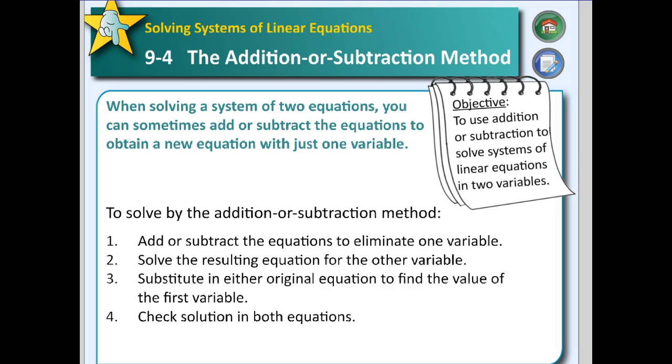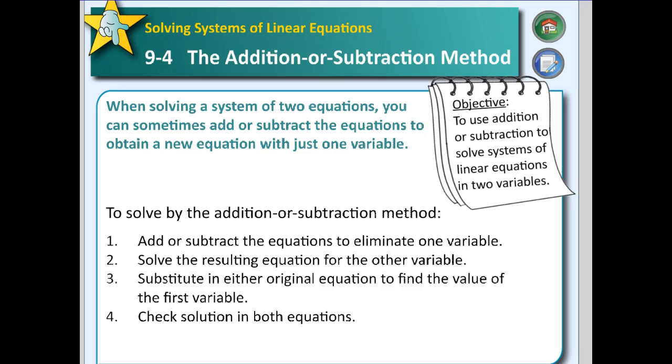When solving a system of two equations, you can sometimes add or subtract the equations to get a new equation with one variable. Sometimes we're going to get a system of equations where there's no variable alone, nobody that's got an understood one as their coefficient. So substitution is going to be really hard to do. A next method that we can try is the addition or subtraction.